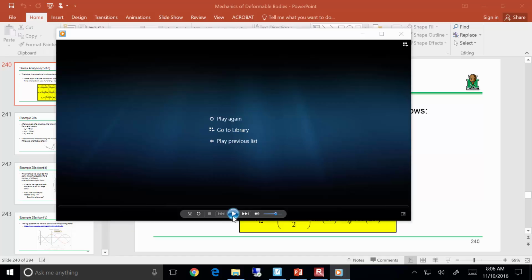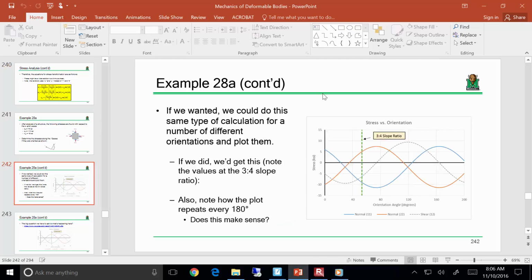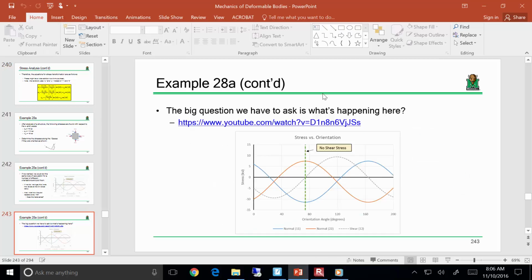It's pretty straightforward. There's not a whole lot to it. The second thing we wanted to ask is, well, what's going on here? Okay, and this is a really nifty orientation because two things are happening right here.